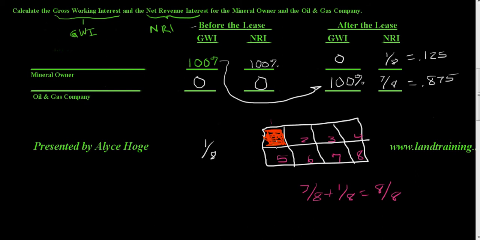So is this a fair deal? Well, yeah, it is, because the oil and gas company is taking on all the risk of a dry hole, and all the mineral owner is taking on is they get a payment in the event that there is production. So that's how you look at gross working interest and net revenue interest before there is an oil and gas lease, and then after there is an oil and gas lease.